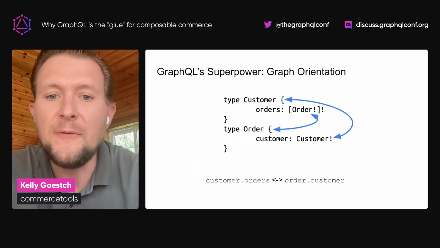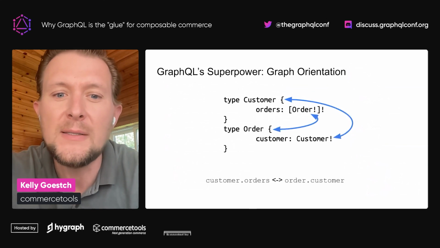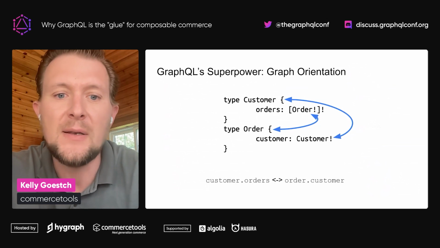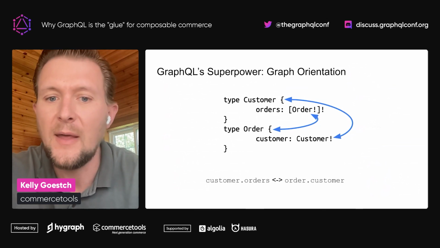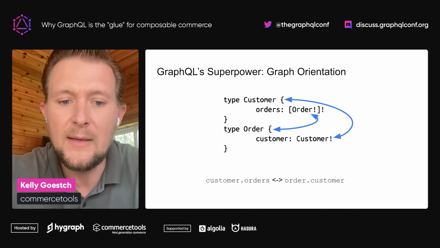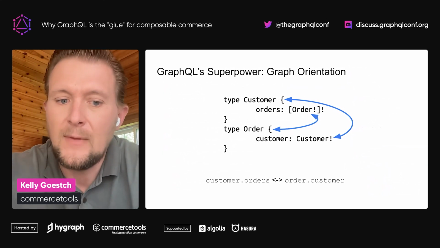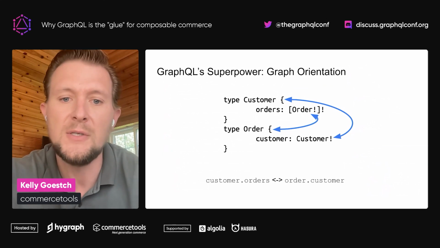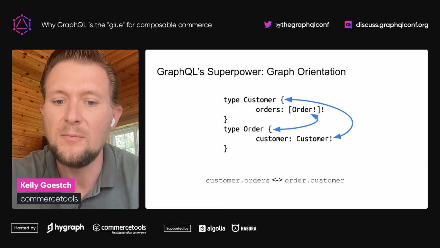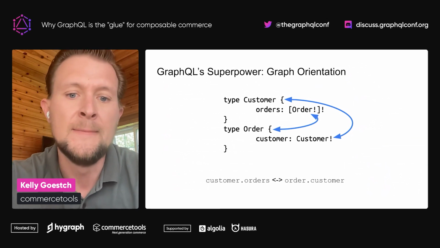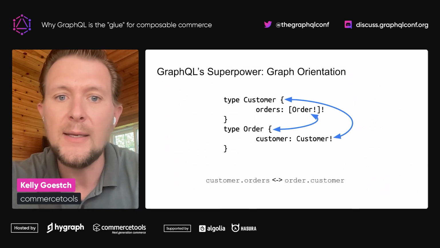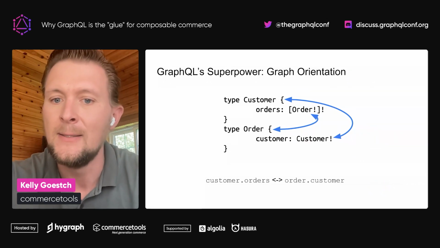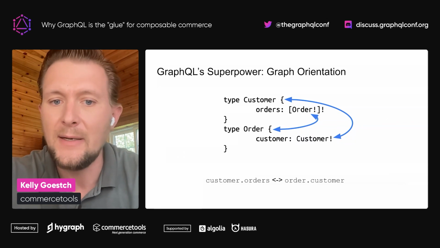And finally, GraphQL's superpower is its graph orientation. So you can define a type. A type is a noun. It's a customer. It's an order, something like that. And you can say customer.orders, and that will retrieve all the orders for a customer. Or you could say order.customer, which is retrieving the customer who placed a single order. So you can very quickly jump around a graph and get as complicated as you please. It's all graph orientated behind the scenes.